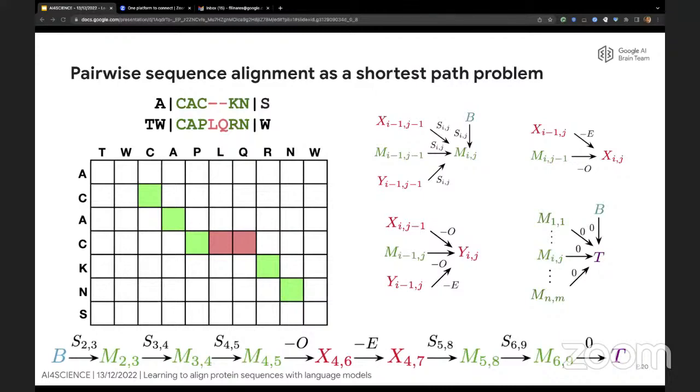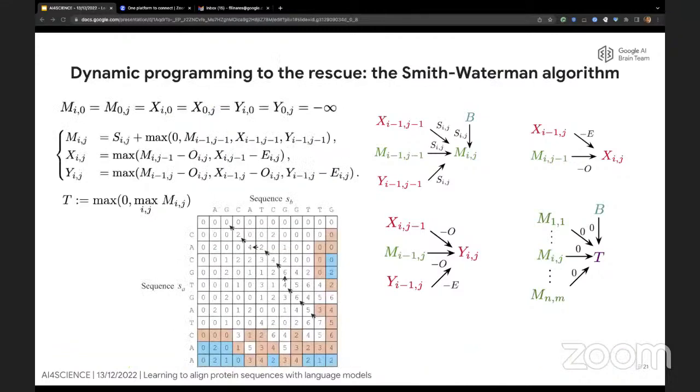Because we are weighting the edges in the DAG by the rewards that we get by transitioning, it's quite easy to see that every possible alignment corresponds to a path between the beginning state and the termination state. Here I have shown one particular example, and you have one path with rewards on every edge. What we want to do now to find the optimal alignment is find the shortest path between B and T. And this is just one way to derive the Smith-Waterman algorithm.